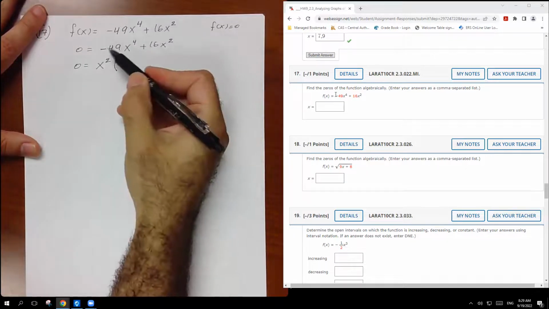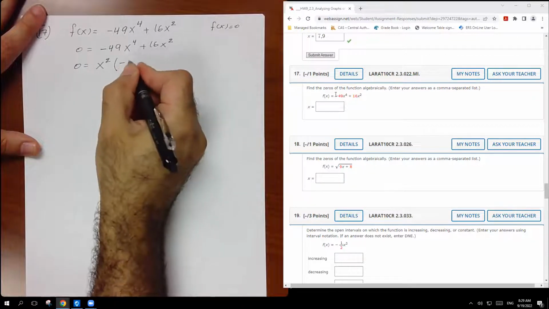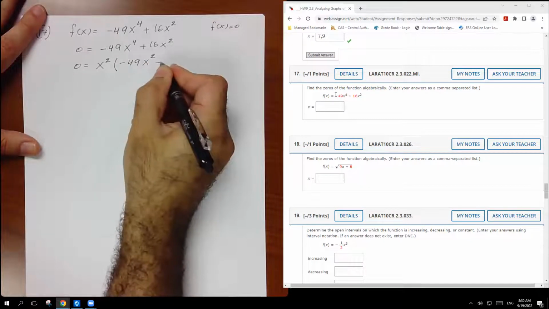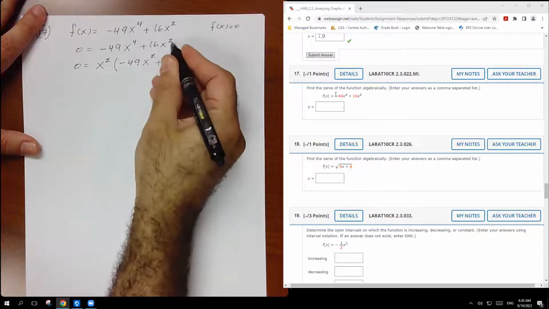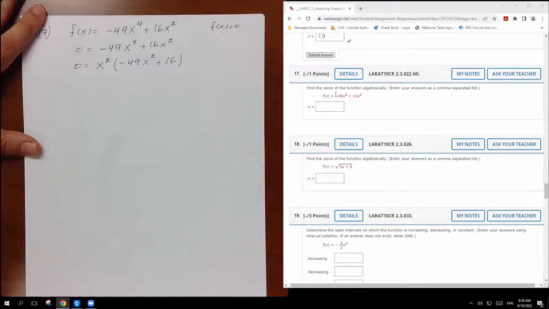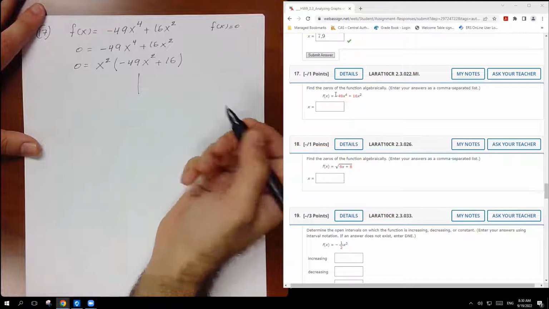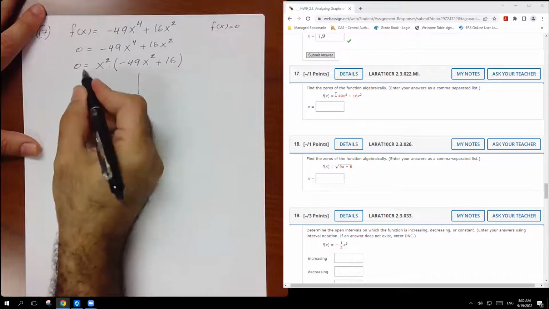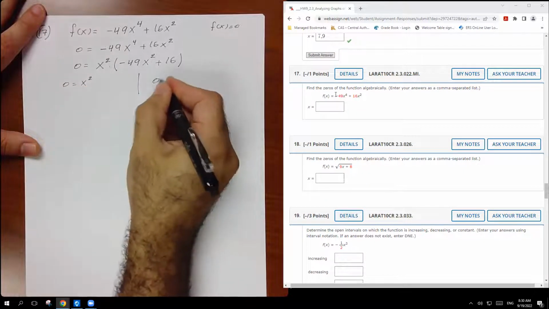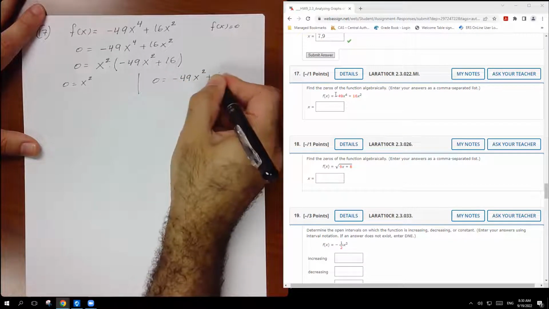And check, do we have a common factor between the numbers, 49 and 16? No. That means it's going to be negative 49x squared plus 16, because x to the power 4 over x squared, 4 minus 2, is going to be x squared, and x squared over x squared is 0 power. That's it. So now we also have two solutions or two zeros. This side is going to be 0 equal x squared. And the other side is going to be 0 equal negative 49x squared plus 16.